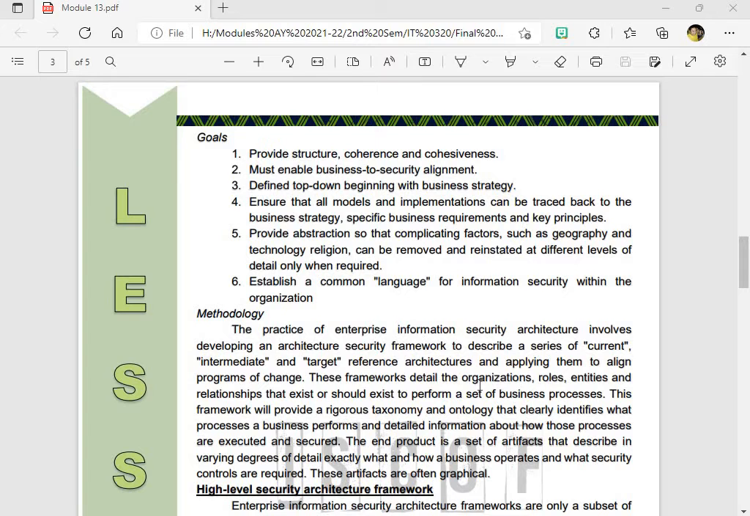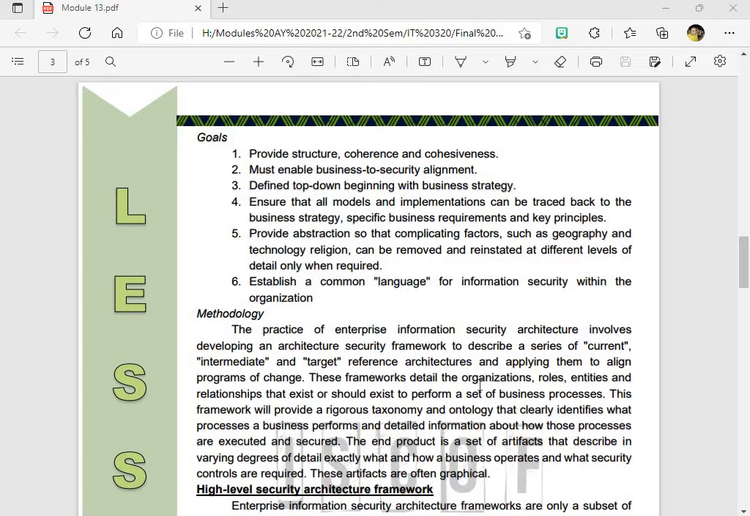Now, let's study about methodology. Methodology naman is the practice of enterprise information security architecture. This involves developing an architecture security framework to describe the series of the current, immediate, and target reference architecture. This is applied to align programs of change, and these frameworks detail the organization's roles, entities, and relationships that exist or should exist to perform a set of business processes.